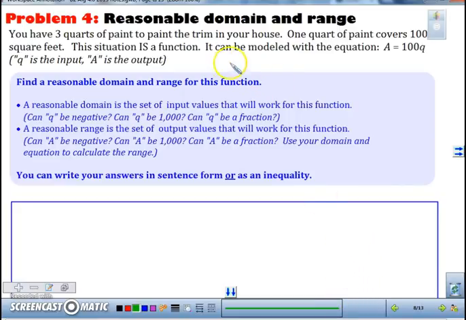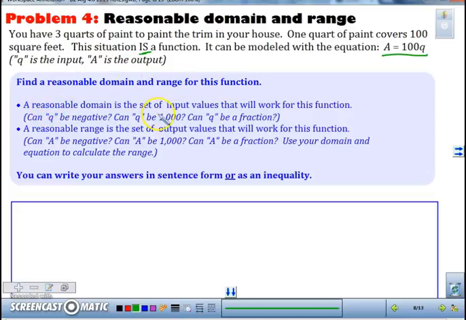A reasonable domain and range: if you have 3 quarts of paint to paint the trim of your house, 1 quart we know is going to cover 100 square feet. In this situation, we just want you to know it is a function. It can be modeled by this equation, area equals 100 times Q, where Q is the input, A is our output. So find a reasonable domain and range.